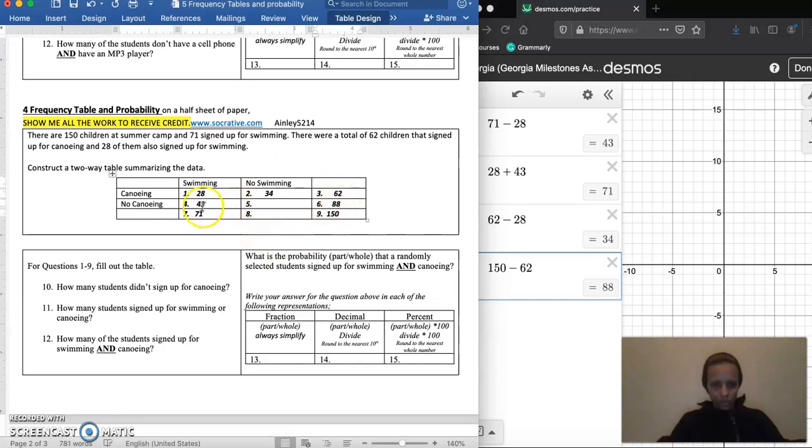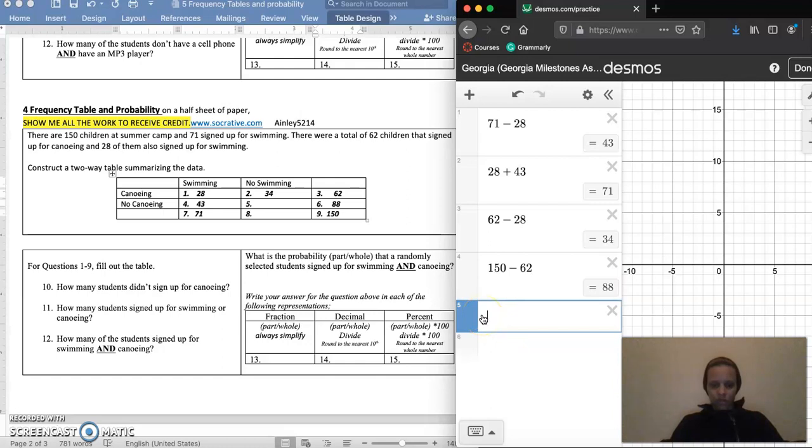All right, I'm looking for two boxes. Okay, I can do this way across, right? 43 plus something is 88. So 88 minus 43 is 45.